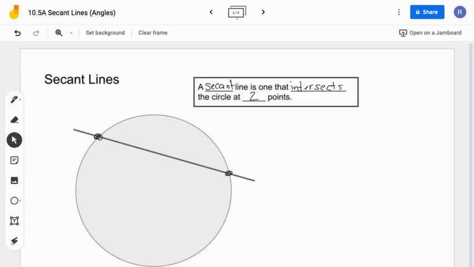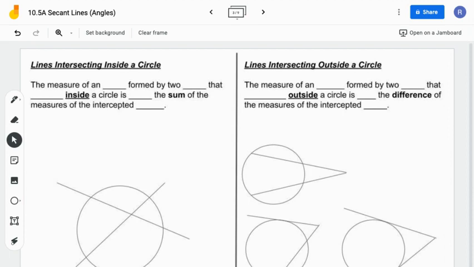Okay, so today we're going to look at properties with these secant lines. There really are 2 types of secant lines that we could have. We could have secant lines that are intersecting inside of a circle, and we could have lines that intersect outside of a circle, and they have slightly different properties, slightly different equations.